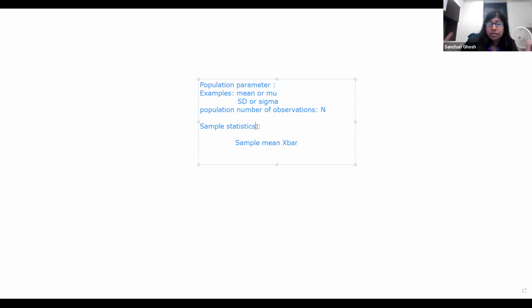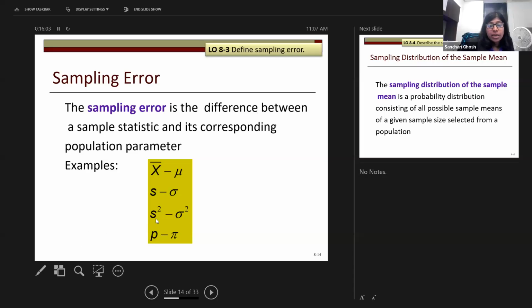A sample statistic, unlike a population parameter, includes the sample mean and the sample standard deviation, which is not sigma, it's just a small s. We call the sample number of observations small n and not big N. Then you have s squared, which would be the sample variance, and sigma squared would be the population variance. So the divergence between your sample statistic and the population parameter would be a sampling error, which we are trying to minimize.